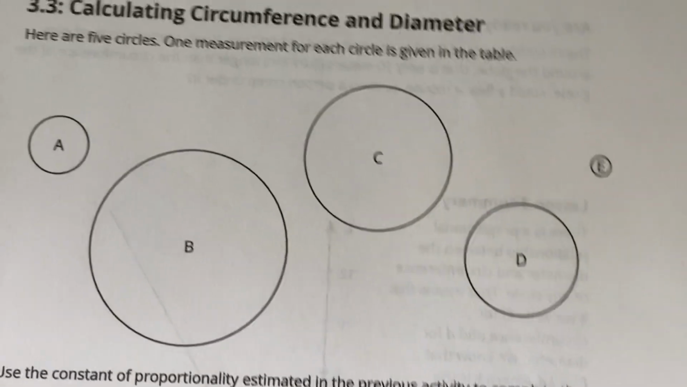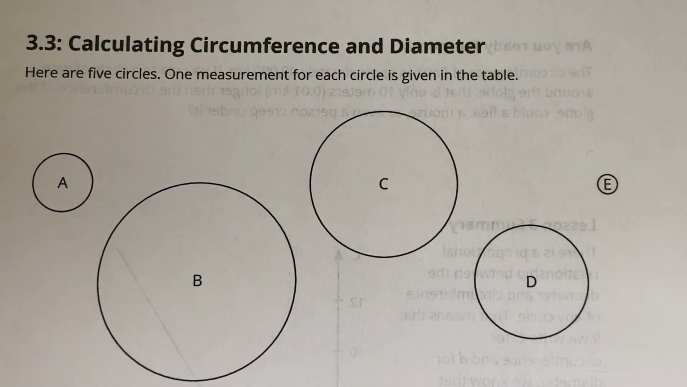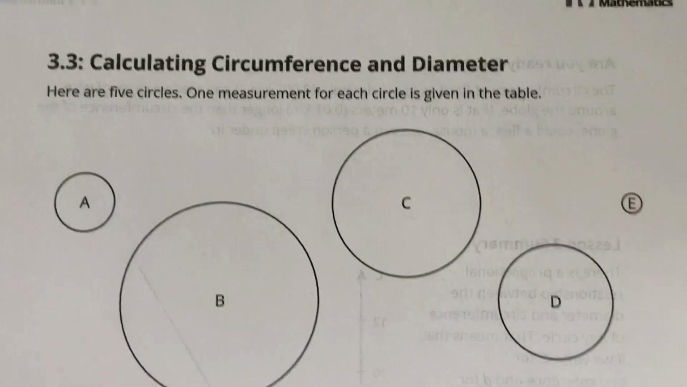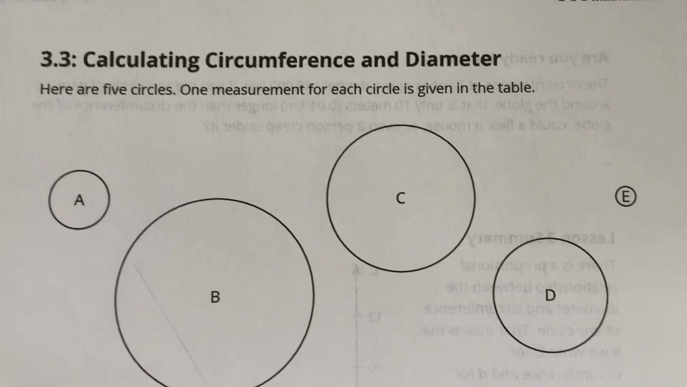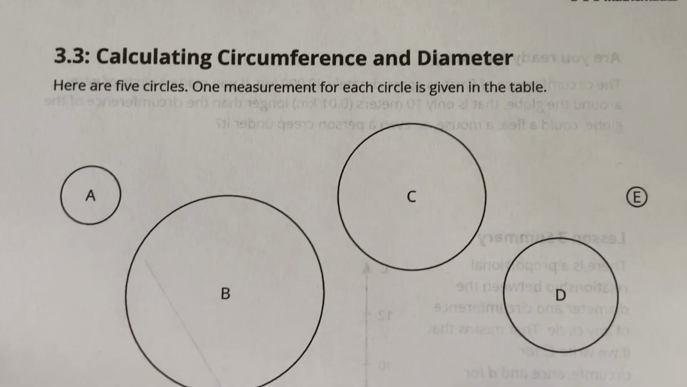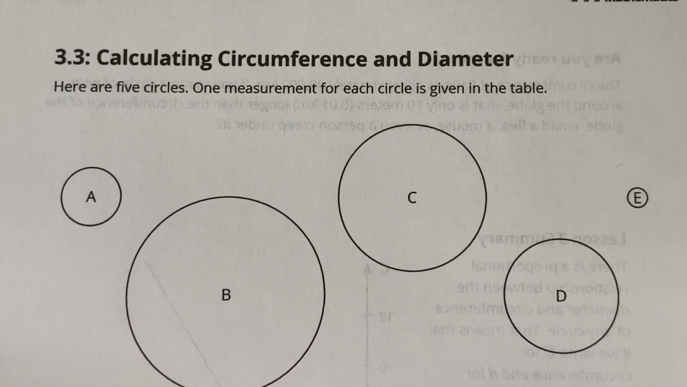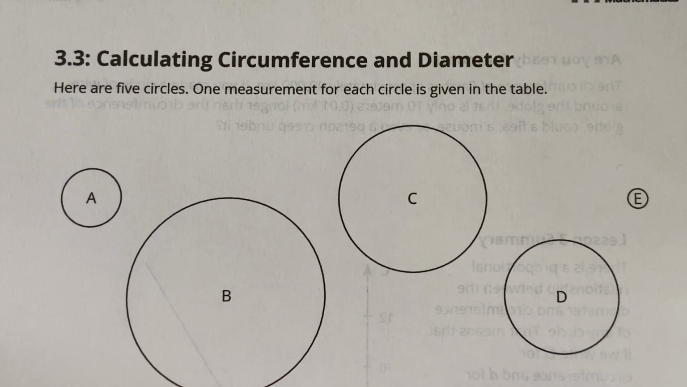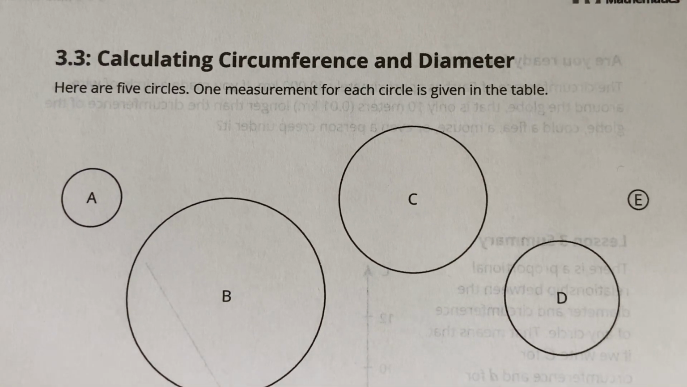Okay, so on this one, it is asking me, here are 5 circles. One measure for each circle is given in the table, and I have to figure out the circumference, okay? Now, again, I didn't grab a calculator because I wasn't thinking ahead, and I'm not going to stop the video to go grab it because then I have to start over. So we're just gonna wing it. So it says circle A is the diameter, okay? Now, I know the circumference is diameter times pi, or 3.14d, diameter times pi. So on this one, I would do 3 times 3.14, okay?